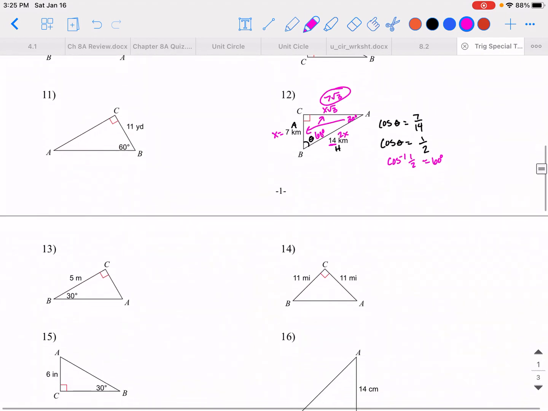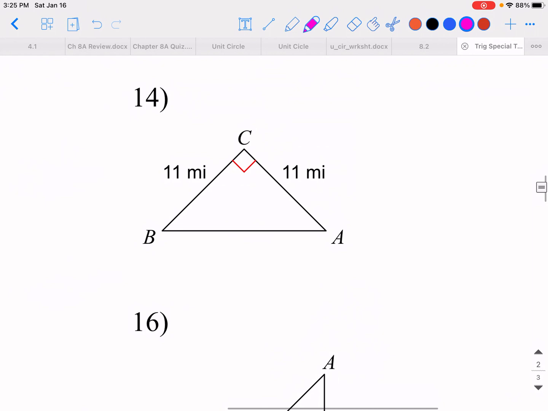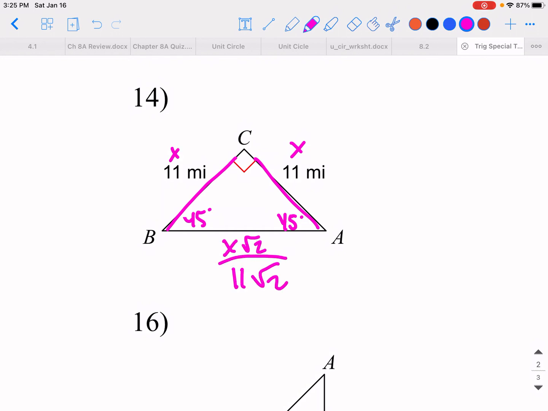Okay, let's look at 14. 14 is another quick one. I can see both these legs are identical. So this is a 45, 45, 90. Okay, and then the legs are also always known as x. Hypotenuse is x square root of 2, so 11 square root of 2.